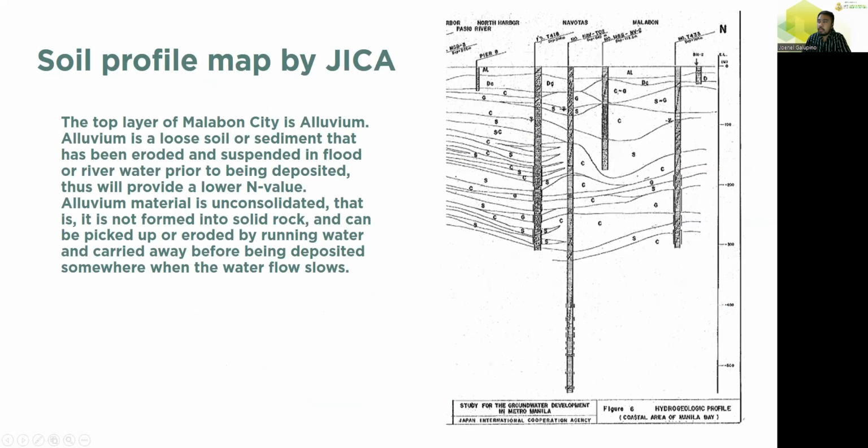Also, we use the soil profile map of JICA. The top layer of the Malabon area is alluvium. Alluvium is a loose soil or sediment that has been eroded and suspended in flood or river water prior to being deposited. Thus, it will provide a lower N value. Alluvium material is unconsolidated. That is, it is not formed into solid rock and can be picked up or eroded by running water and carried away before being deposited somewhere where the water flows.